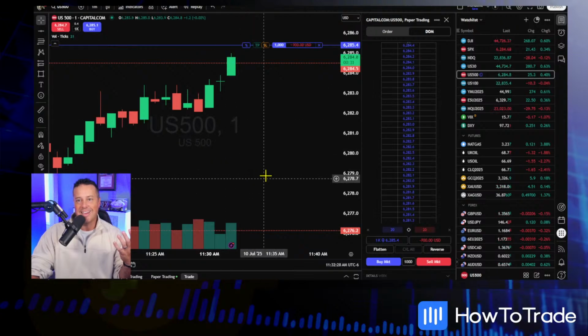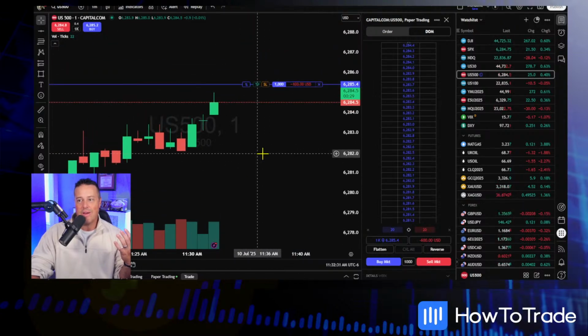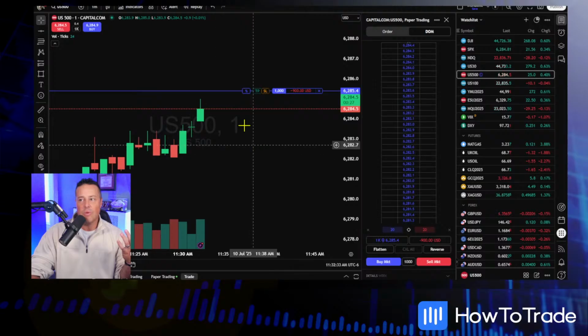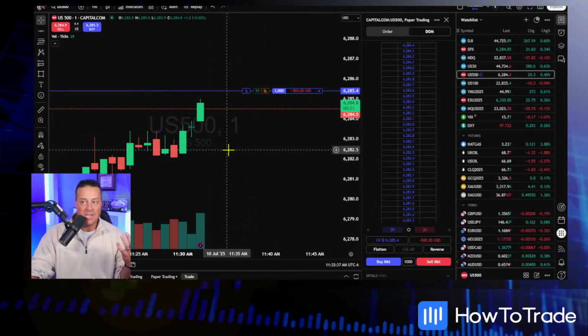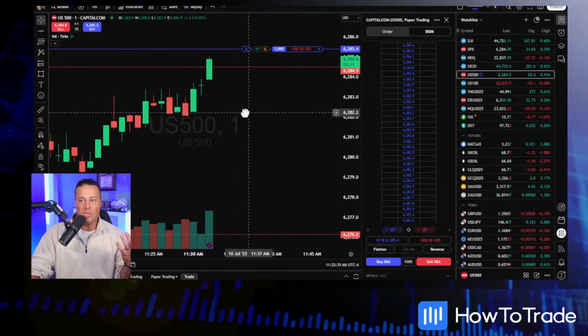Actually, I got a tick counter on there. But this right here would be sort of an interesting trade. So we got filled way up here, which sucks because of the spread. And when you're trading CFDs, that's the way it is. So where could your stop loss be?